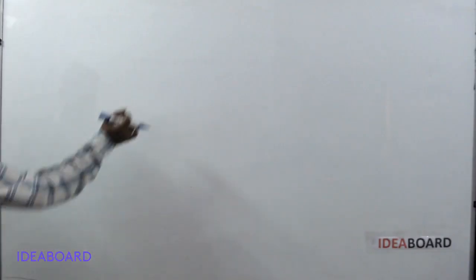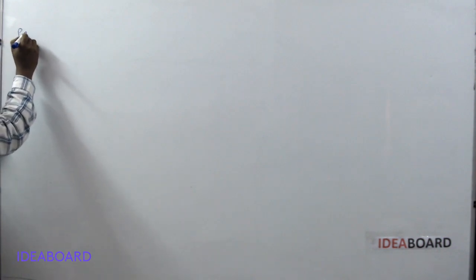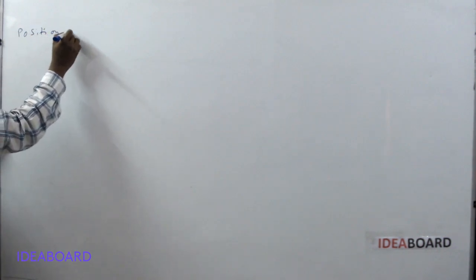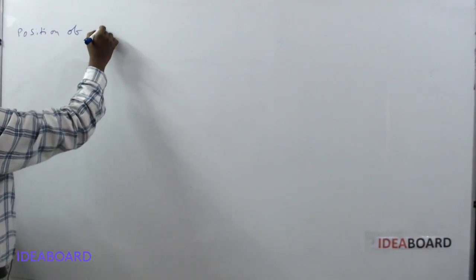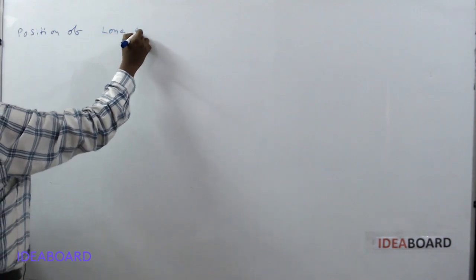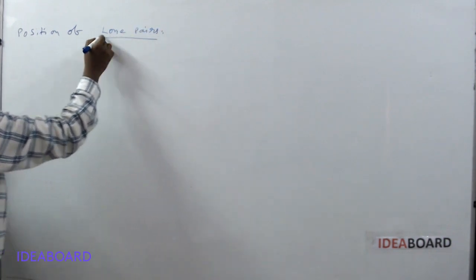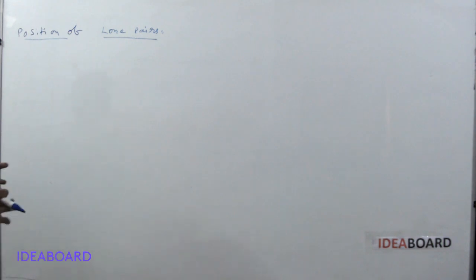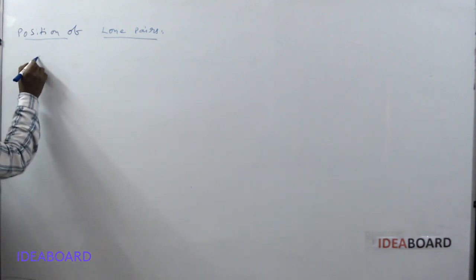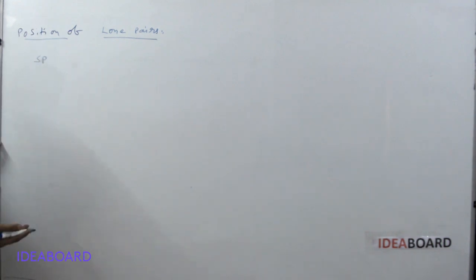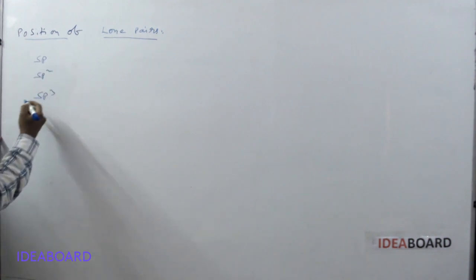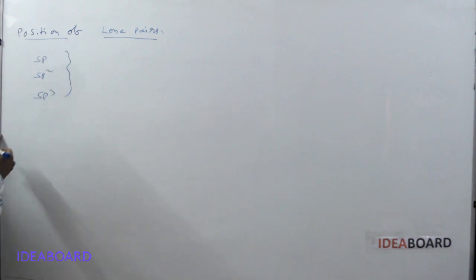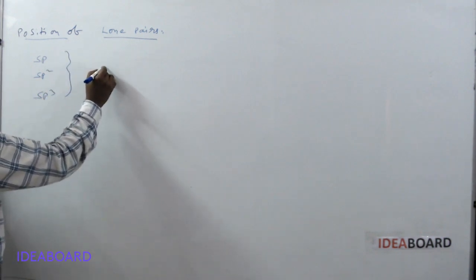Next, based on the hybridization and the position of lone pairs. Here, the position of lone pairs and a particular hybridization where the lone pairs are present. Suppose there is sp hybridization, if a molecule contains a lone pair, where is it present? If it is sp2 or sp3 hybridization, at any place we can write it.